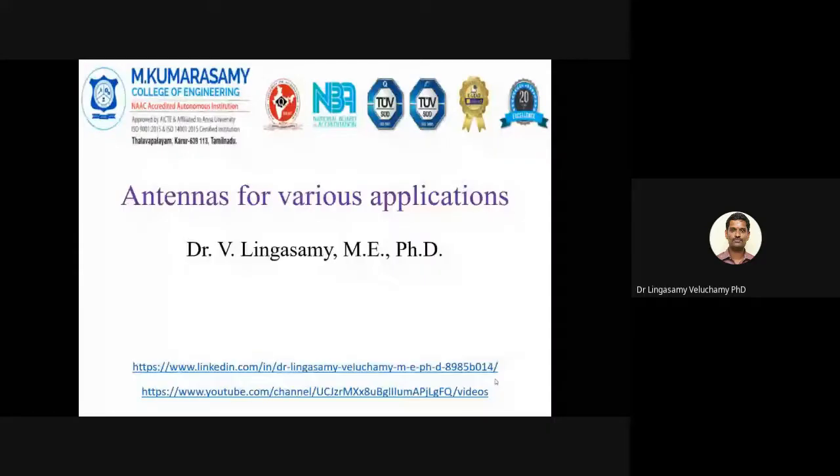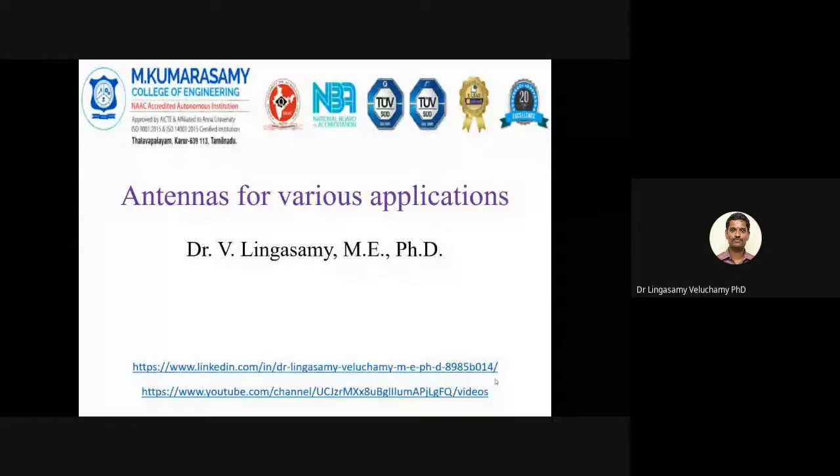So now I'm going to talk about antennas for various applications. I'm not able to cover the entire range of applications, so here I have given a few applications where antennas are finding interest. This will be my outline of the presentation.